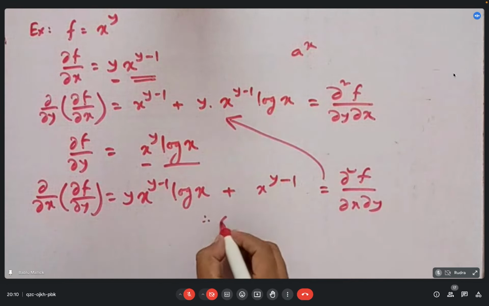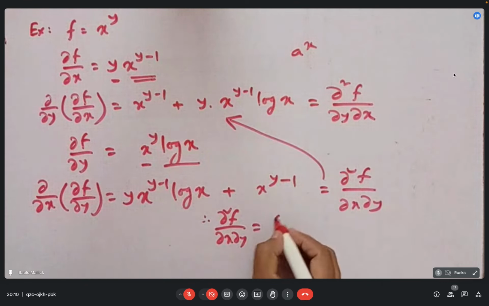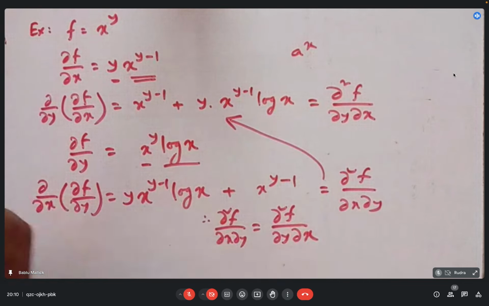So write, therefore, del 2f del x del y is equal to del 2f del y del x.